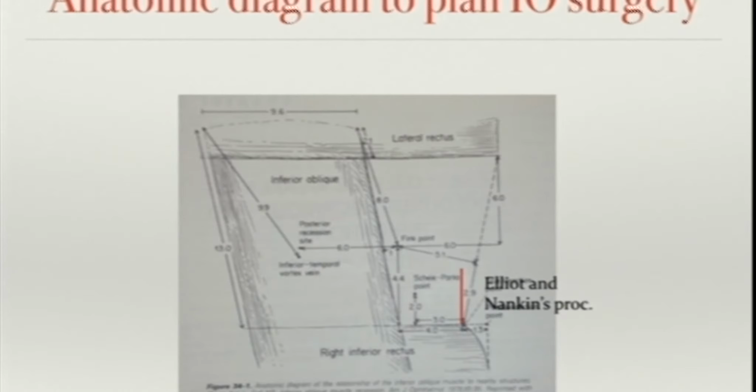For significant overactions, grade 3, we can do the Elis and Nankin procedure, but there can be a depressor action if you are doing Elis and Nankin. With the modified Elis and Nankin, this depressive action of the inferior oblique is gone. And for 4+, we can do anterior and nasal transposition of the inferior oblique muscle.